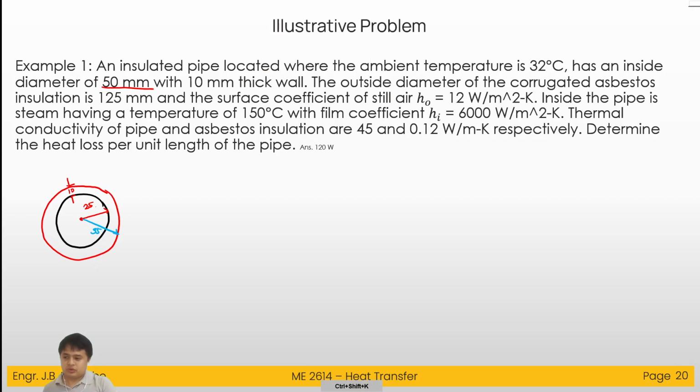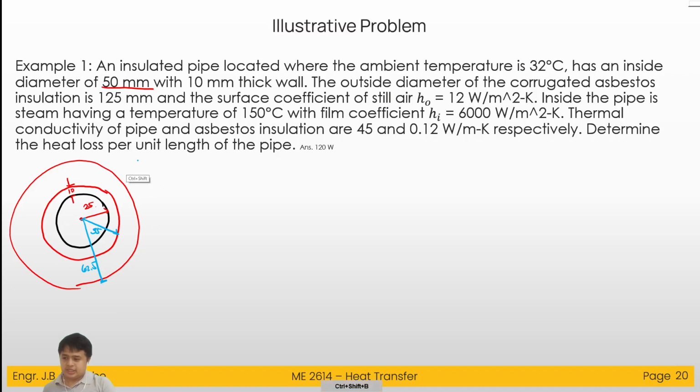And then you have a corrugated asbestos insulation. So the diameter of the corrugated asbestos will be 125 all throughout, so this will be larger. You have another layer here, which is this insulation. As you can see, the outside diameter now is 125. We can divide this by 2, so this will be 62.5 mm, right?